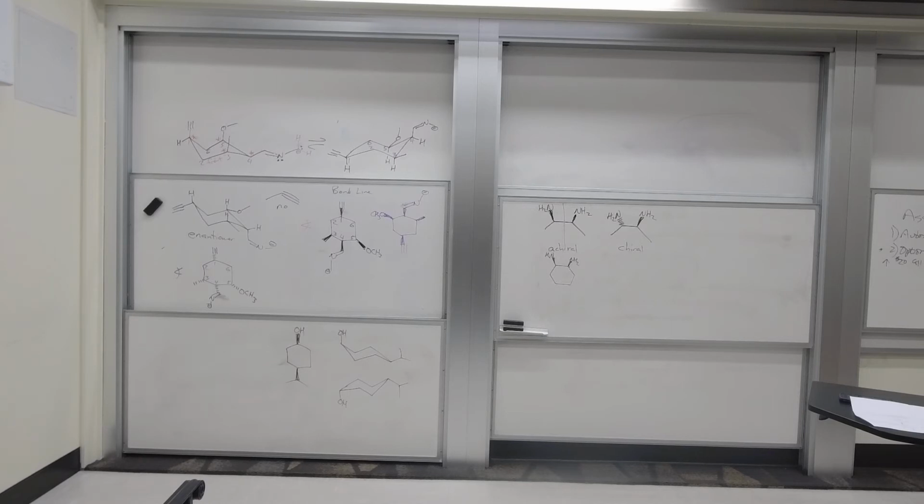3 to 1 is pretty hard to overcome. The only way the 1 equatorial, 3 axial is going to be more stable is if the 3 are really small and the 1 is gigantic. Okay, and that's not really the case here. They're all more or less the same size.